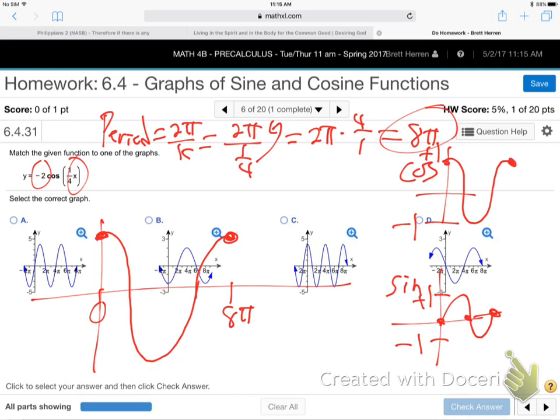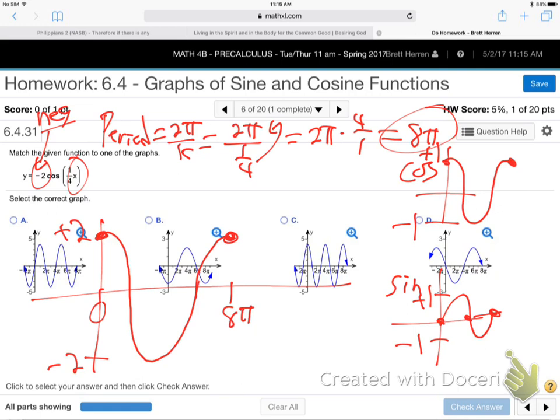Well, that 2 will just stretch it. It means it's going to go now from -2 to +2, right? It's going to be twice as tall. And what about the fact that it's negative? What does a negative multiplier in the front of any graph, any function, do to the graph? It flips it vertically. Remember that makes a vertical flip?